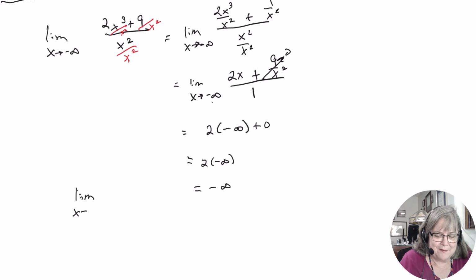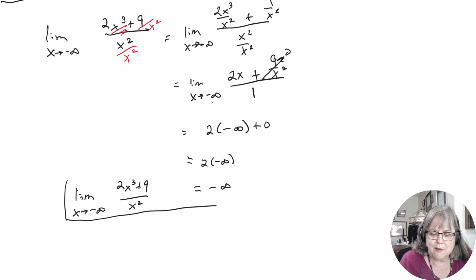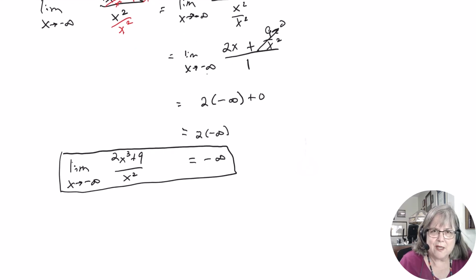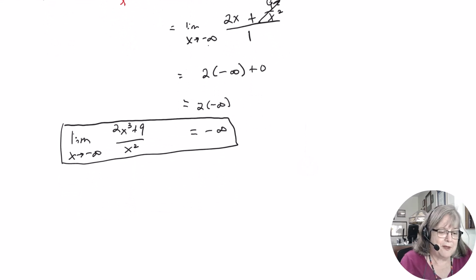So the limit, because it's a huge number, doubling it still just makes it huge because this is a direction, not a value. If that had been 4, doubling 4 would make it 8. That's important. But you're heading off to negative infinity. Doubling it still just makes you heading off to negative infinity.